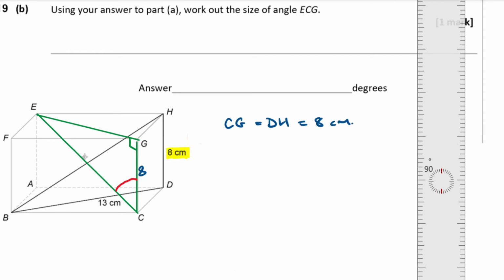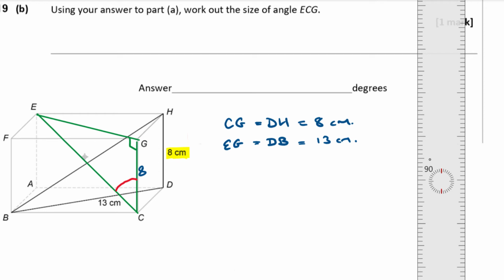Now, what else do we know? Do we know anything else? Well, presumably EG is going to be the same thing as DB, isn't it? Can you see it's another diagonal from one corner to the other along the top face. So EG, this length here, is going to be the same as DB here, which we already know is 13. So that's equal to 13 centimeters.